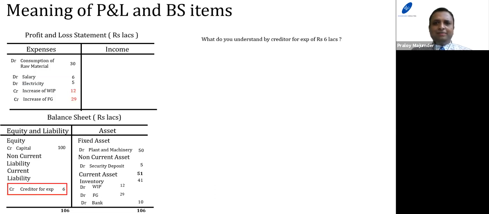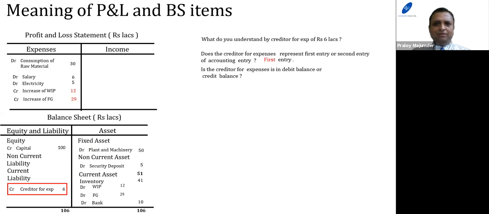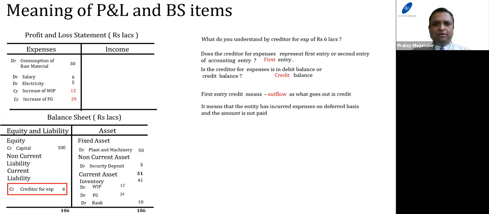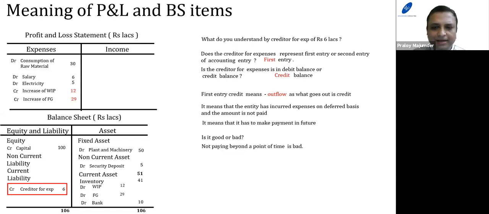Now, what do you understand by creditors for expenses of 6 lakhs? Now, creditor, is it a first entry or second entry? As you know, it's a first entry. Now, it is a credit balance, outflow. What it means is that the entity has incurred expenses on a deferred basis and the amount is not paid. It means that it has to make the payment. Is it good or is it bad?